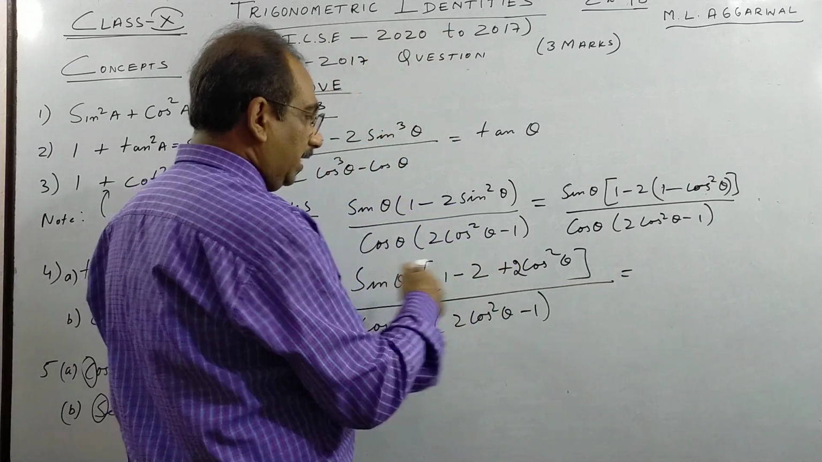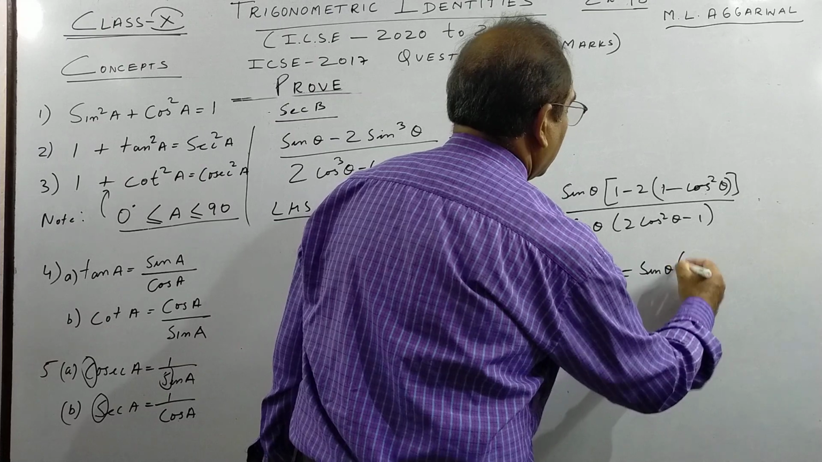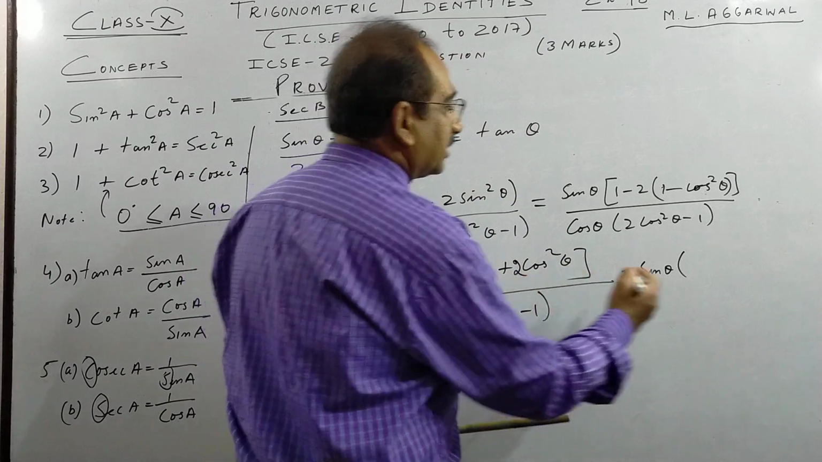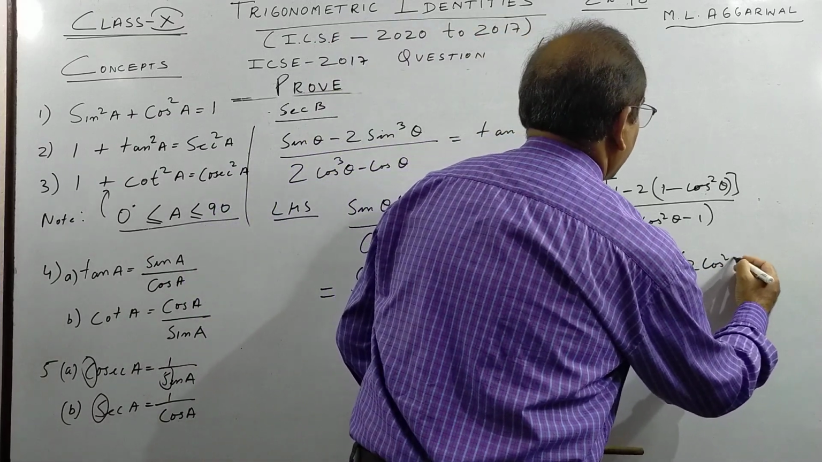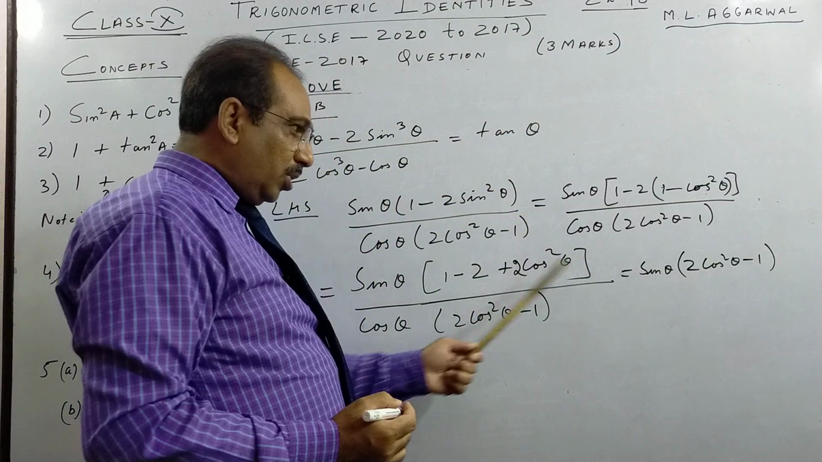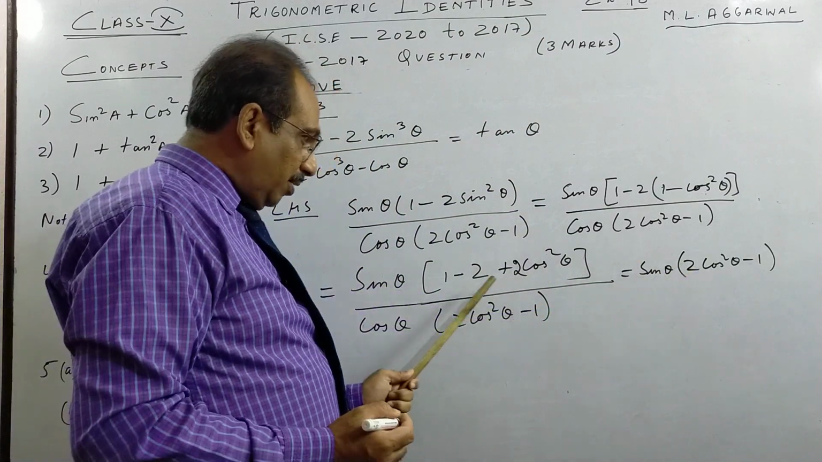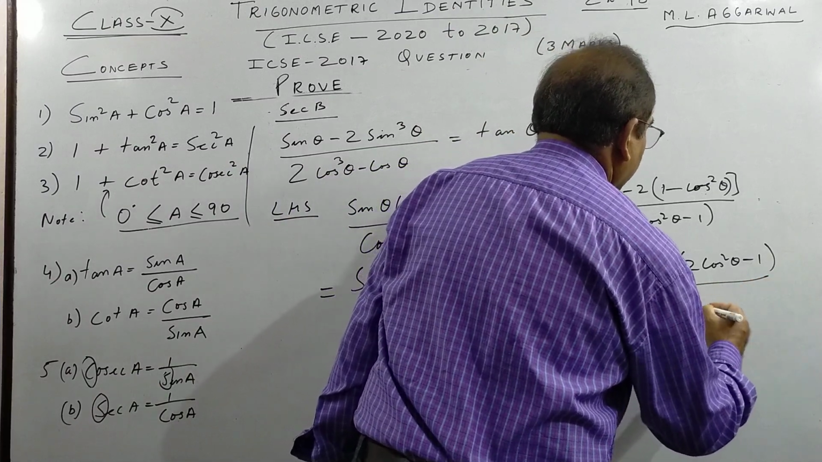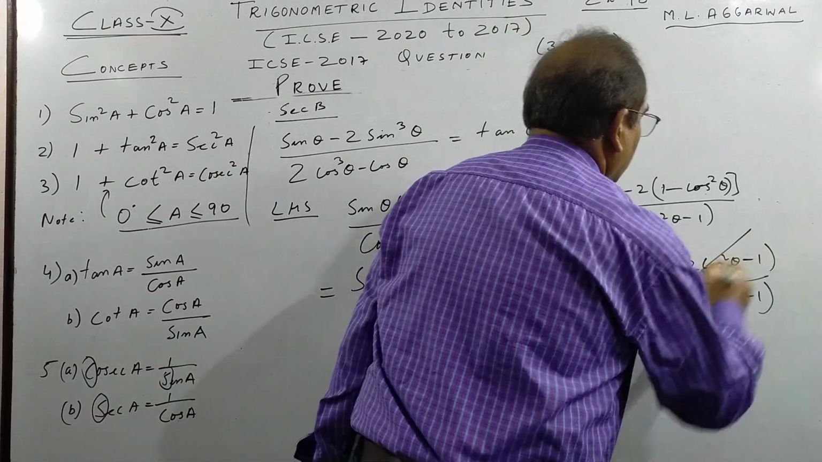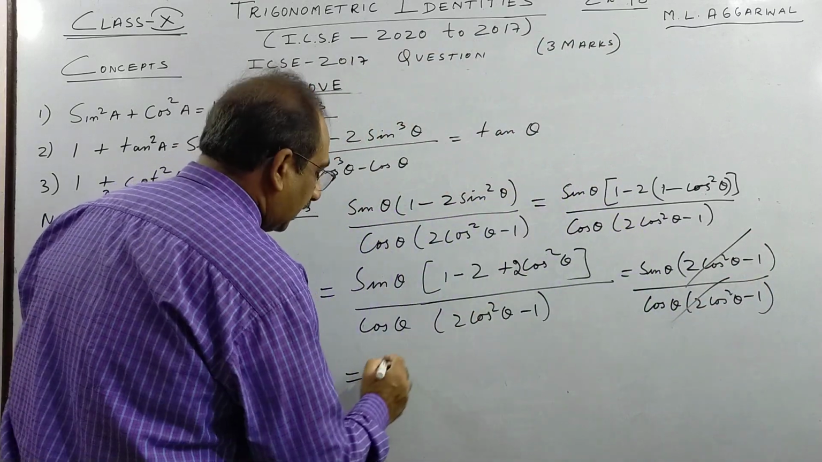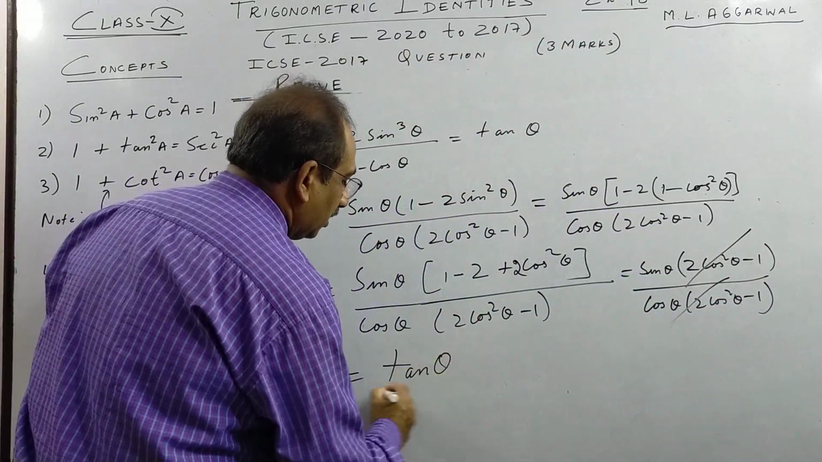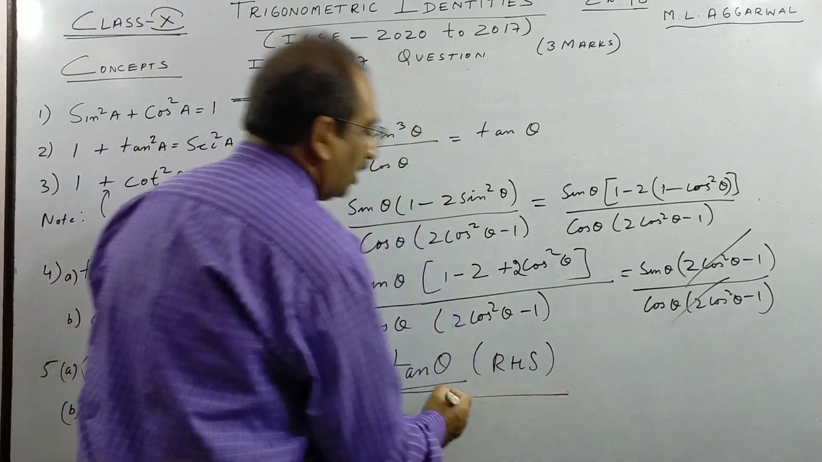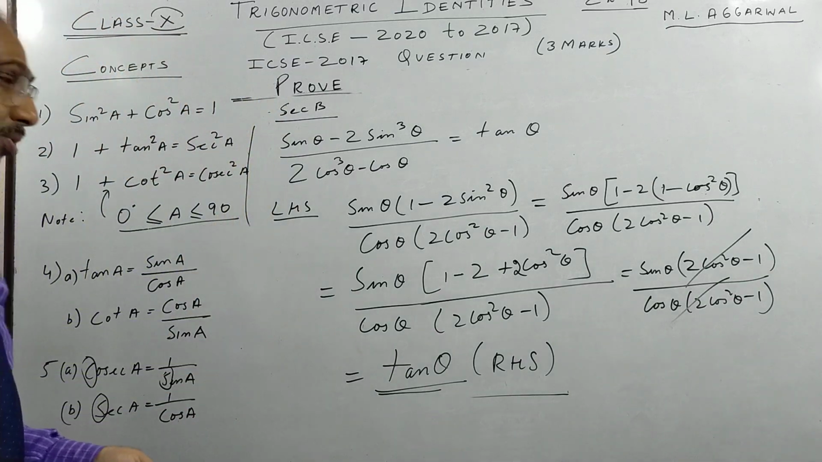Now see here nicely, this will be sine theta. This minus 2 plus 1 will be minus 1. So this plus I write first, 2 cos square theta, minus 2 plus 1 is minus 1, and this is cos theta, 2 cos square theta minus 1. This 2 cancels, and sin theta by cos theta is tan theta. This is my RHS. So I have done 5 sums for you.